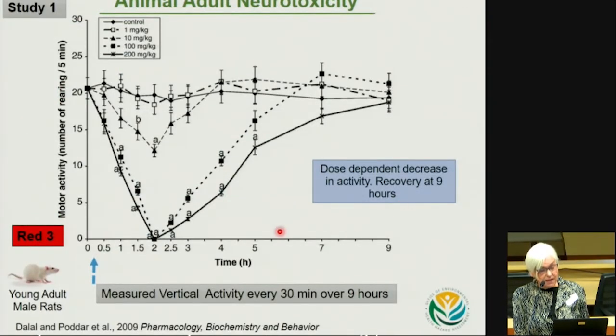This is from their paper, and the first thing you'll notice is there was a decrease in activity after the dye was given. It was maximal at 2 hours after the dye was administered, and then it reverted to normal activity levels by 9 hours. In terms of dose response, these are the 2 highest doses down here. This is the 10 milligram per kilogram dose. At the 1 milligram per kilogram dose, there was no decrease in activity after the dye was given. So a dose-dependent decrease in activity with recovery at 9 hours.